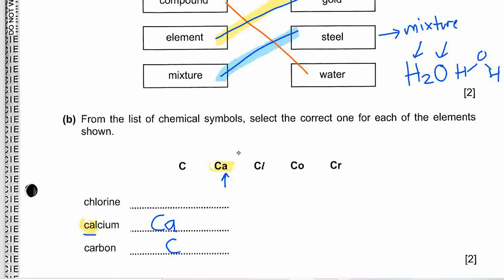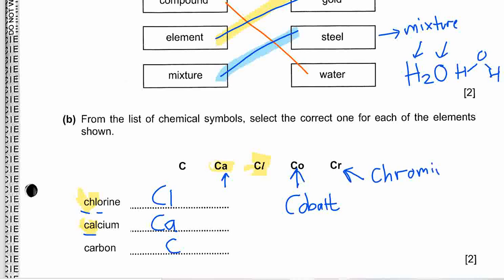Now chlorine, we have to see the C and the L. So it will be this one, Cl. Co is for cobalt. So now we see that Cl, from the C and L, is chlorine. Calcium is C and a. Carbon is only C, Co is for cobalt, and Cr is for chromium.